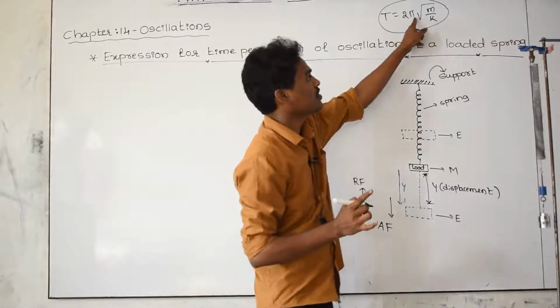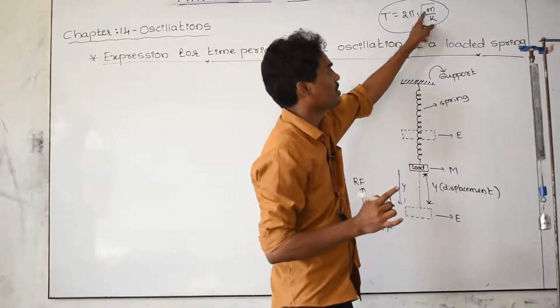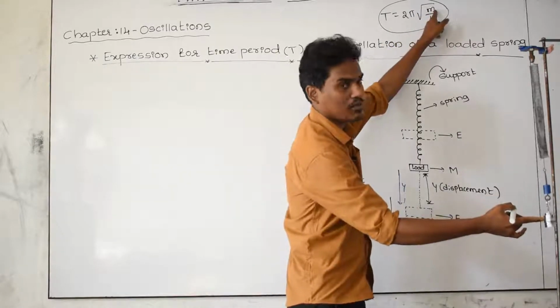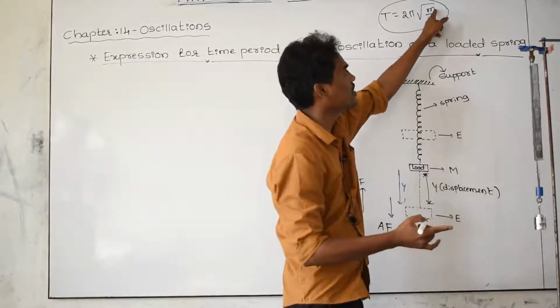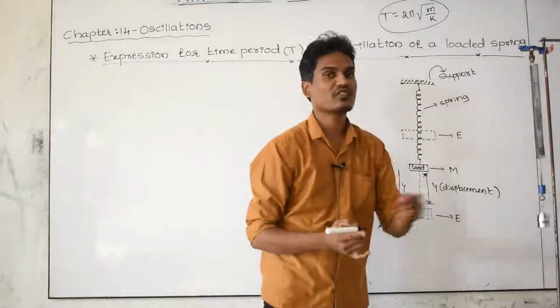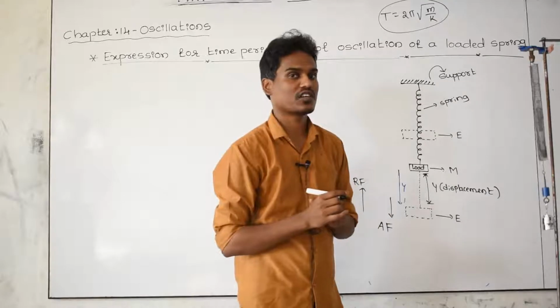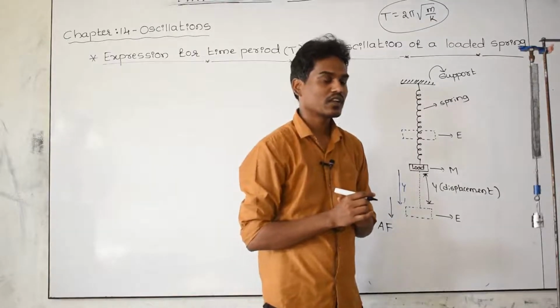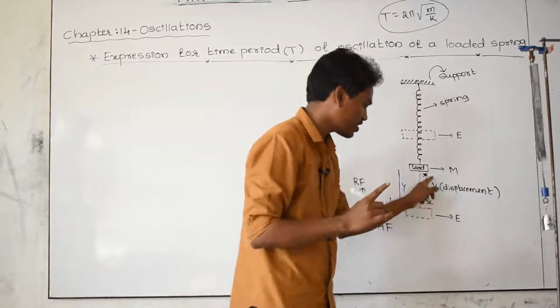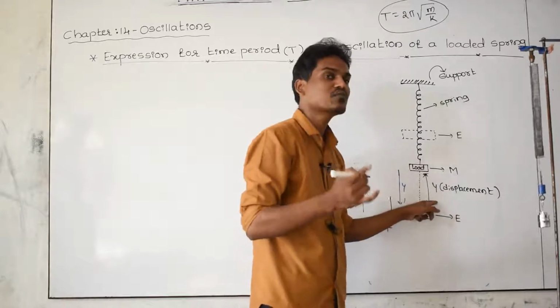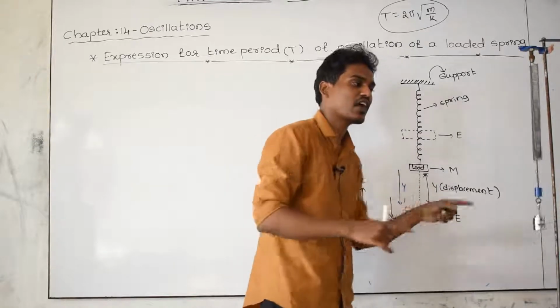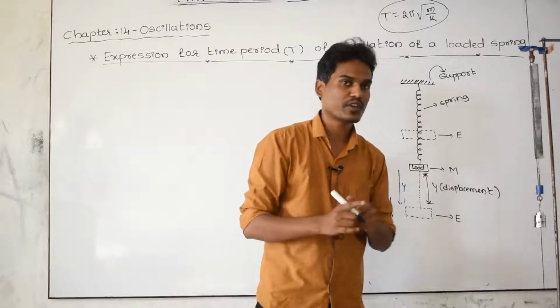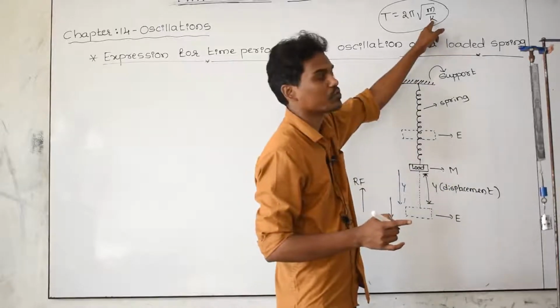2 pi is a constant for one cycle. This is a phase angle. M is load, the mass of the object attached to the spring, and k is the spring force or spring constant. That is a constant value. In order to produce a displacement equal to 1 meter, how much force is required to apply to the spring? That one we are going to call as a spring force.